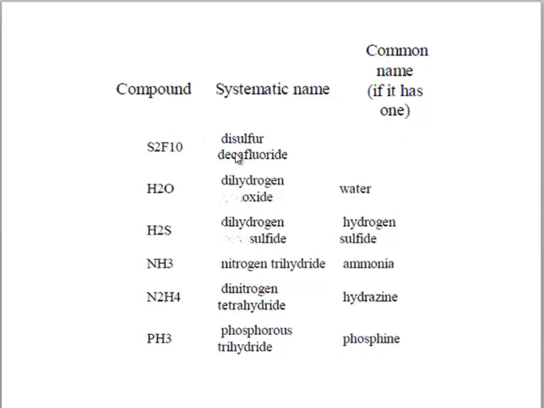SF10 would be disulfur decafluoride. H2O, as we mentioned, is dihydrogen oxide. H2S is dihydrogen sulfide. We have nitrogen trihydride, dinitrogen tetrahydride, and phosphorus trihydride. And there are no examples with the mono prefix in this set.